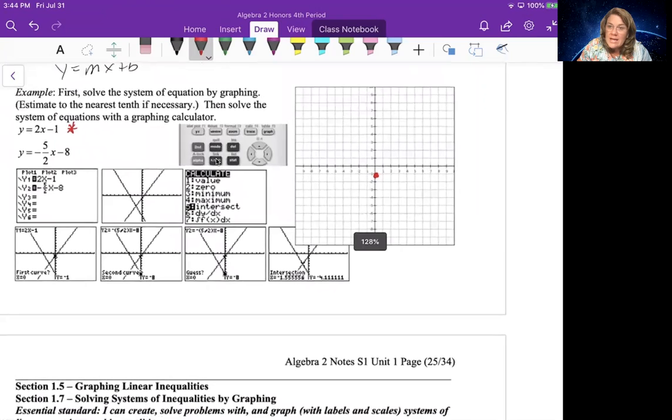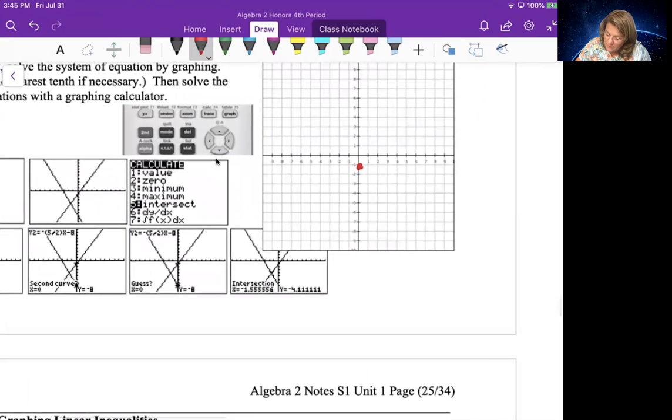So the slope is positive 2. So I'm going to go up 2 and over 1, up 2 and over 1. Okay, so let me try to clean that up a little bit. I can go up 2 and over 1, and I do a few points. That's just my style. I don't like to only have a couple points.